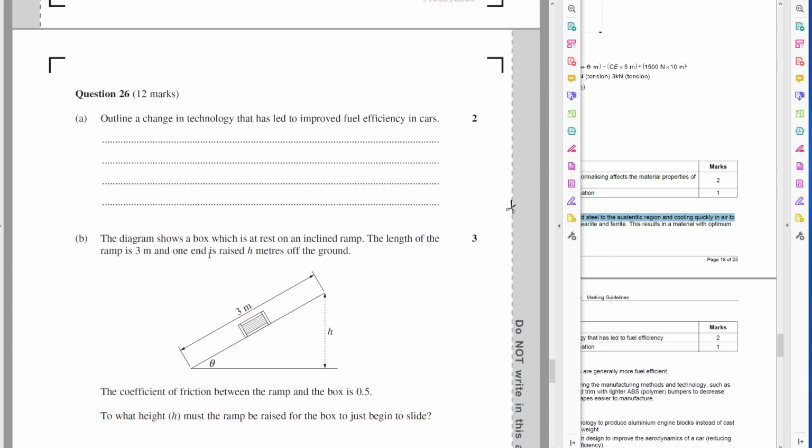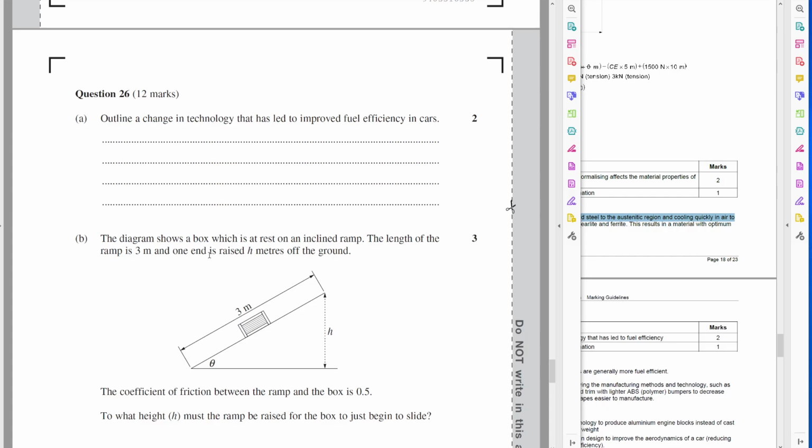Outline a change in technology that has led to the improvement of fuel efficiency in cars. Okay, so a lot of people wrote electric vehicles. You can say that although electric vehicles run on electricity that is often generated by burning fossil fuels, it is still more efficient than using a petrol or internal combustion engine. That would be an answer I would give.